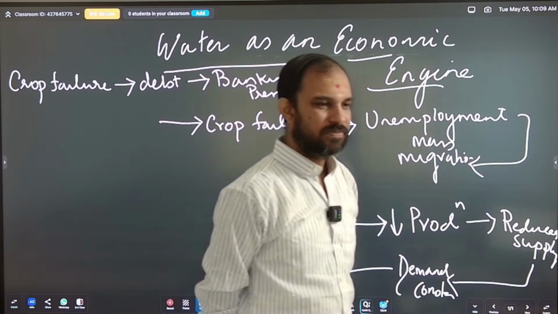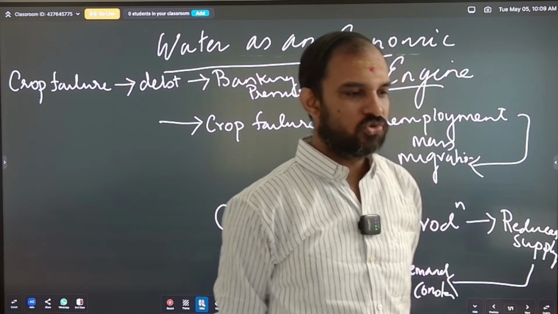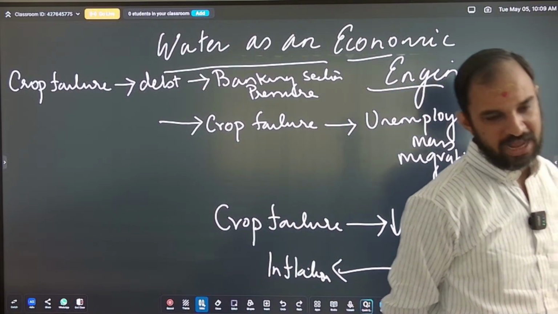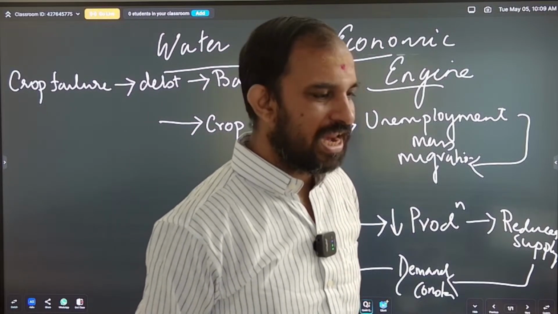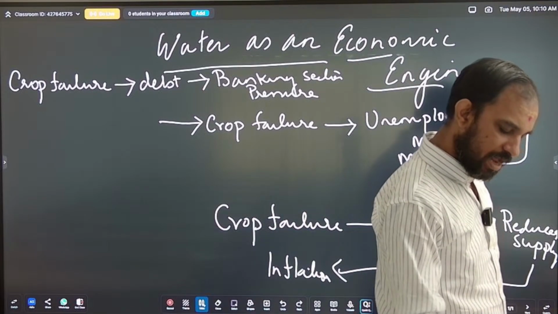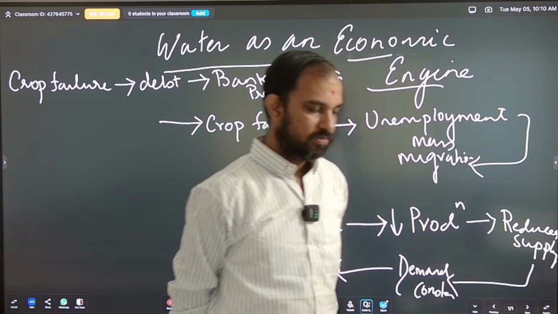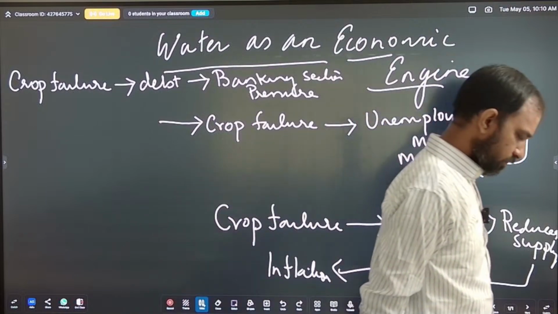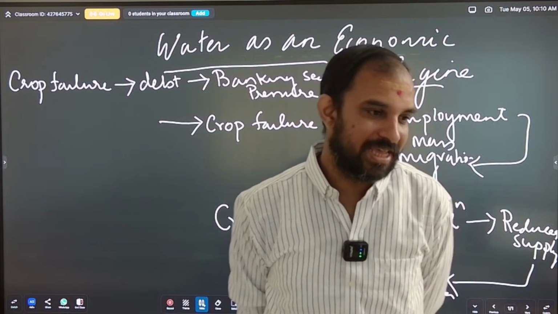The first. Second, it leads to small scale farmers losing their harvest, pushing them into debt trap, and transforming them from producers to migrants.